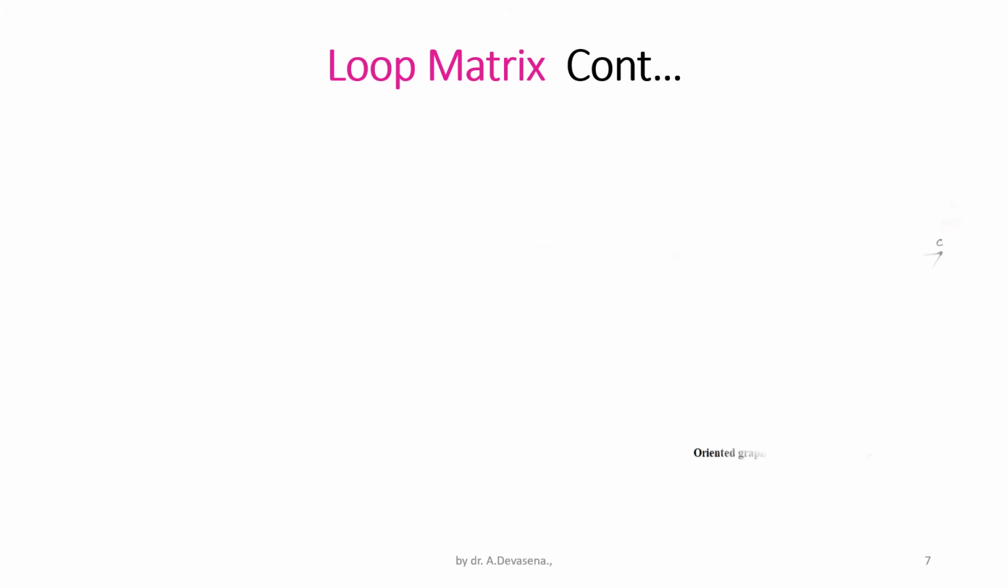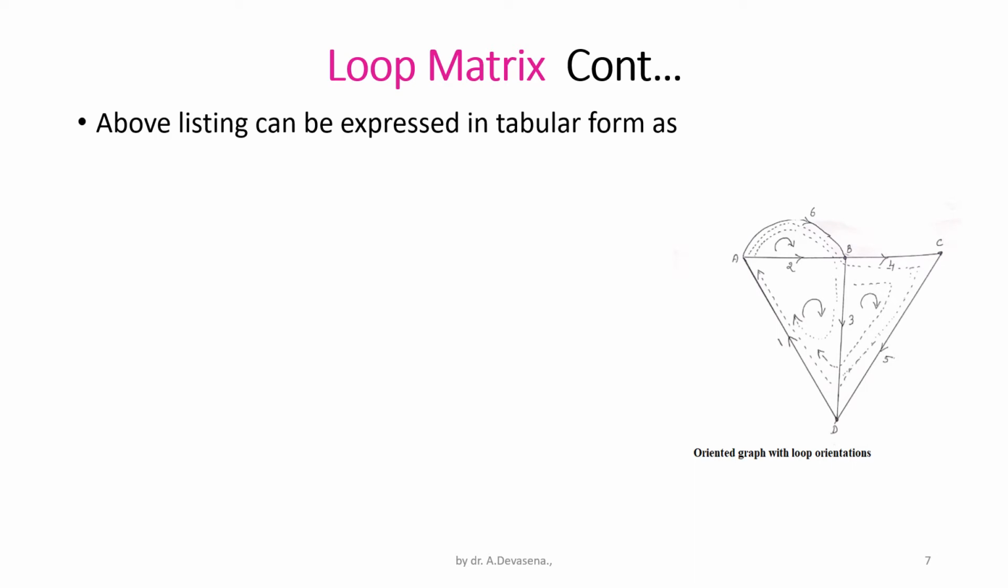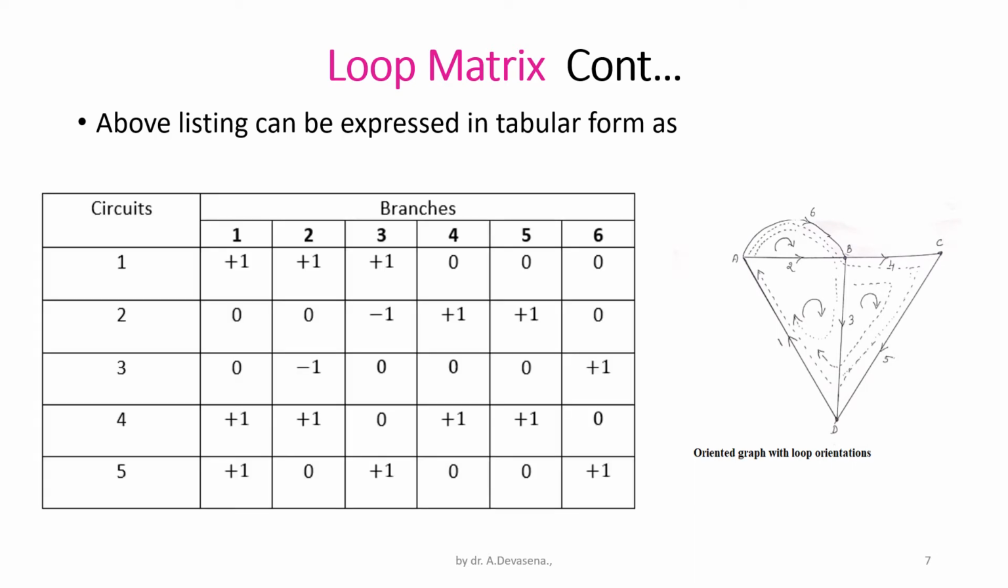The above listing can be expressed in the tabular form. Here in this oriented graph we have 5 circuits, so these 5 circuits are represented in tabular form as follows. Now consider circuit 1. This circuit 1 is having branch 1, branch 2, branch 3. These 3 branches are going away from the node, so it is considered as +1. Similarly, the 4, 5, 6 branches are not present in this circuit 1, so its value is 0.